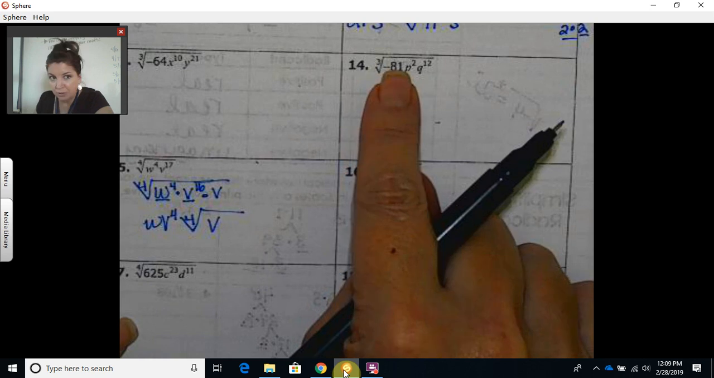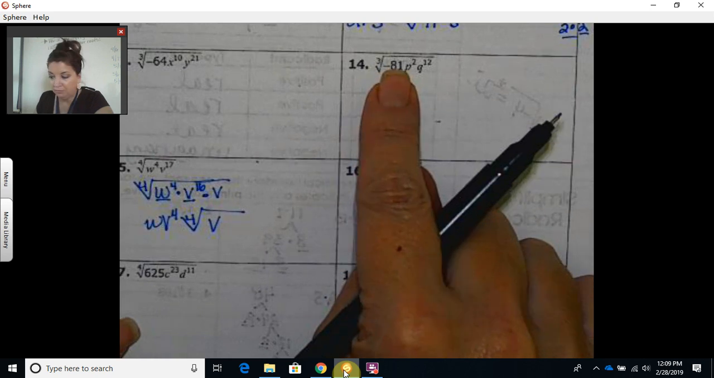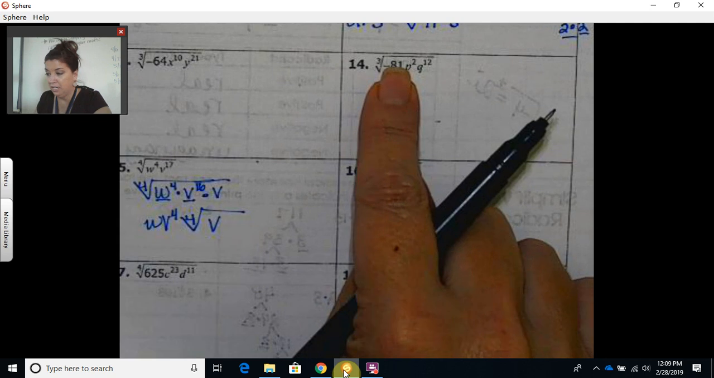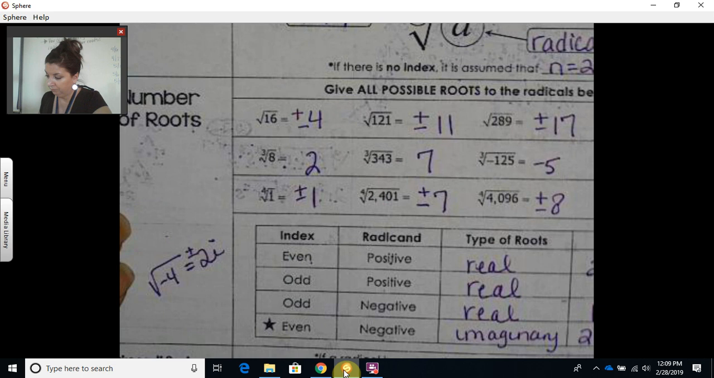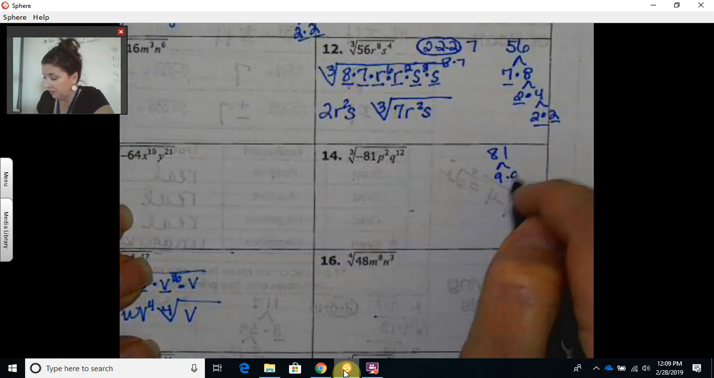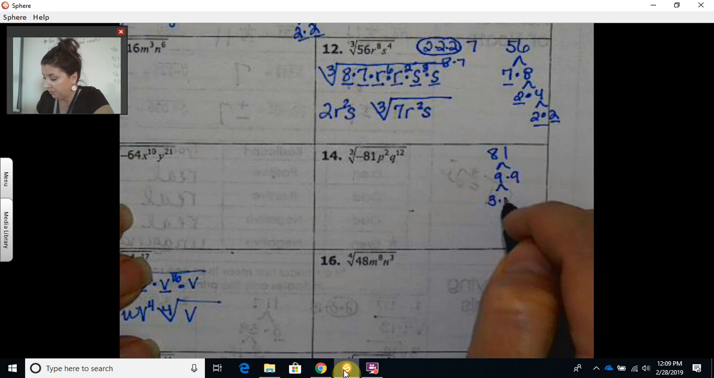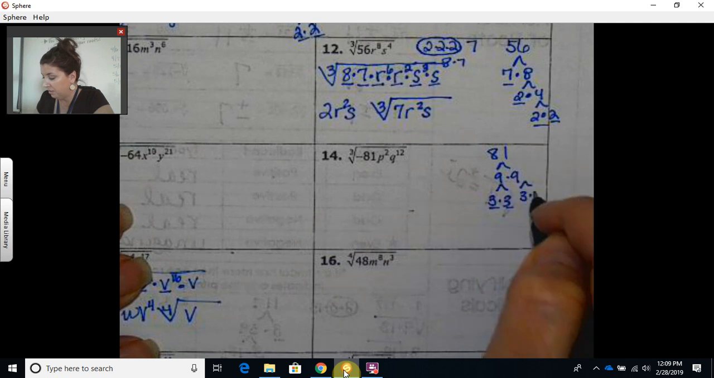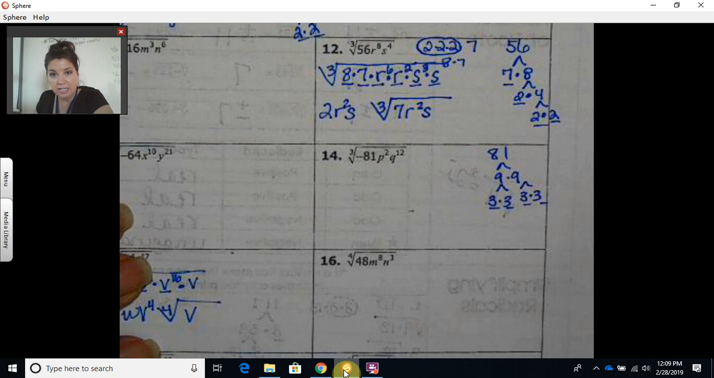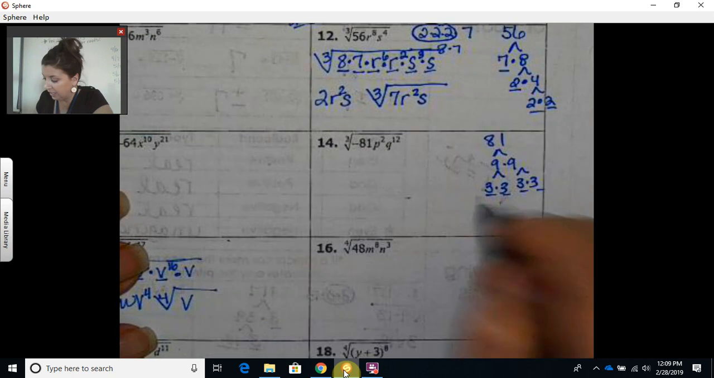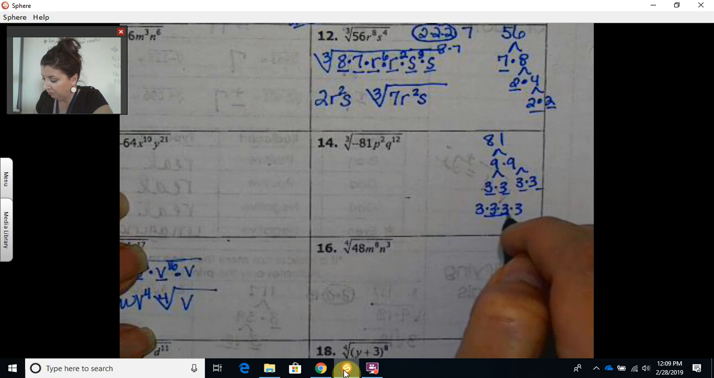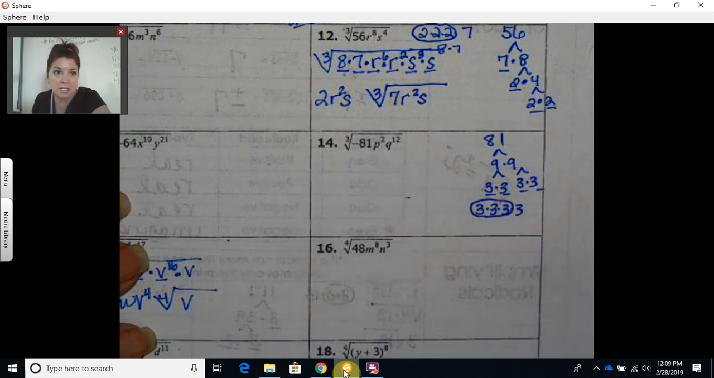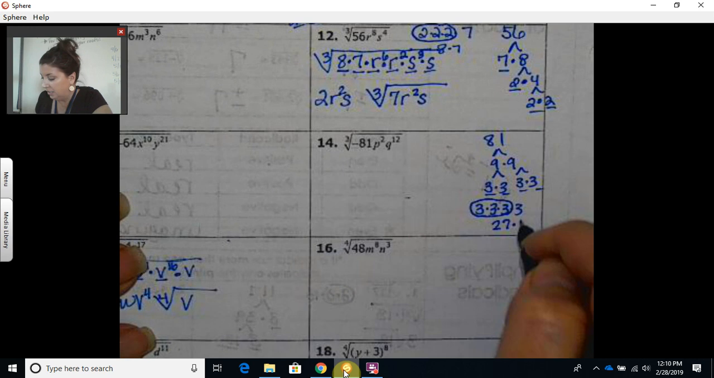Cubed root of negative 81 p squared q to the 12th. Can I take the cubed root of a negative? Yes, I can. Right? 81, is it a perfect cube? No. But it probably has a perfect cube factor. So I know that 9 times 9 is 81. And 9 has factors of 3 and 3. Both of them do. So does 81 contain a perfect cube? Yes. In my prime factors, there's actually 4 3's, but for a perfect cube we only need 3, right? So that's 27 times 3.